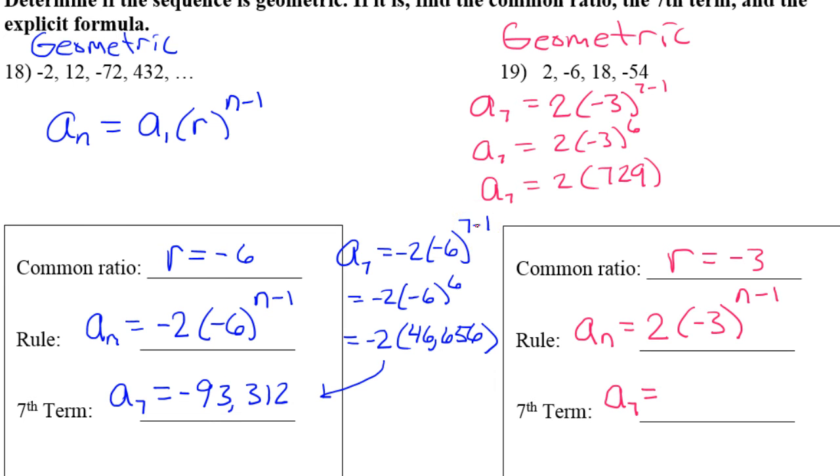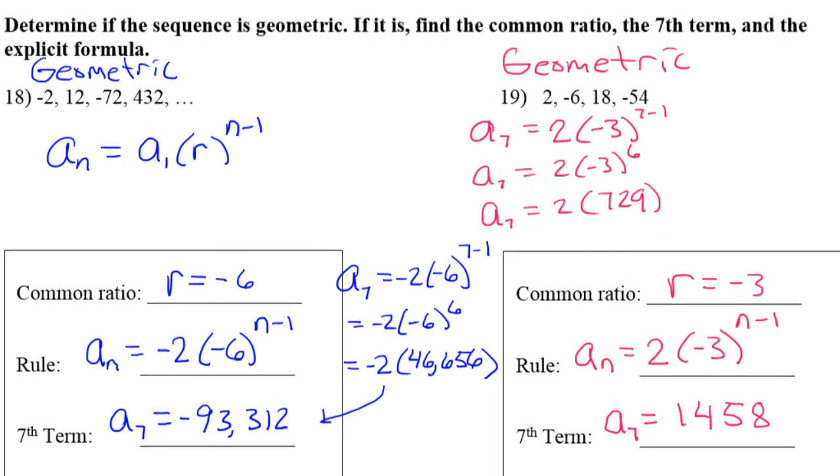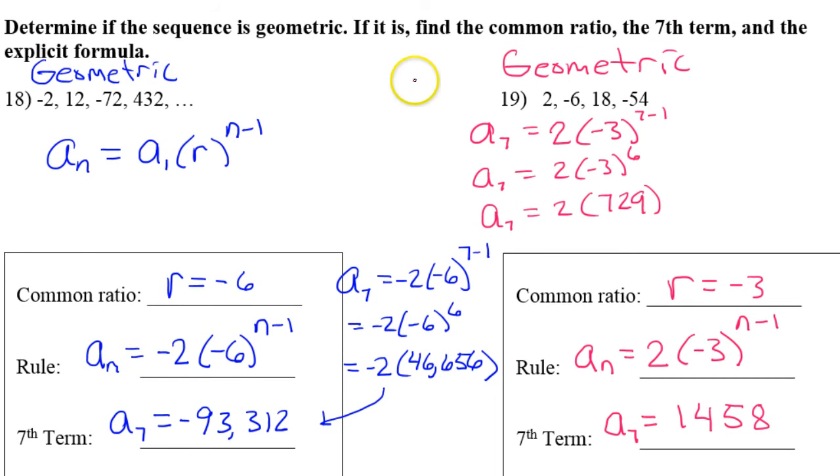And I will use my 4-function calculator. 2 times 729 is 1,458. All right, so that is how you do geometric sequences.